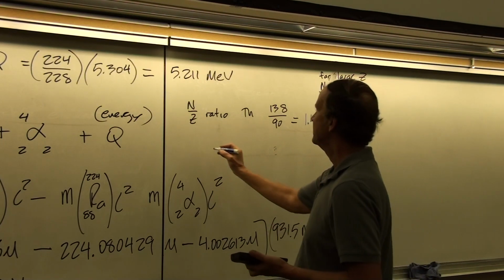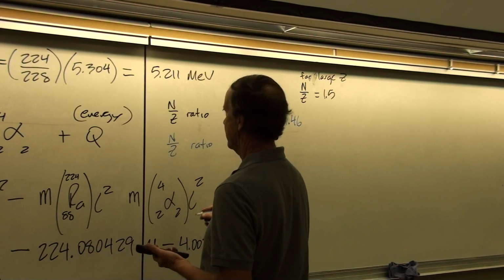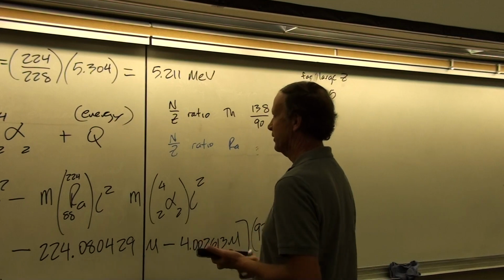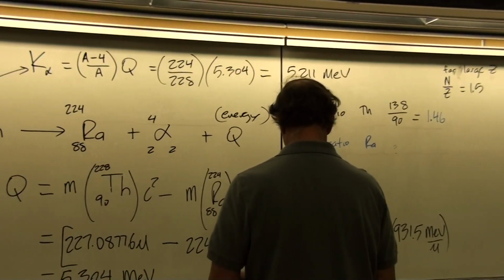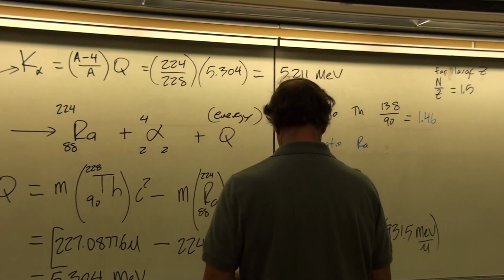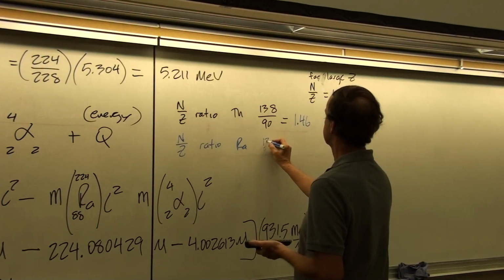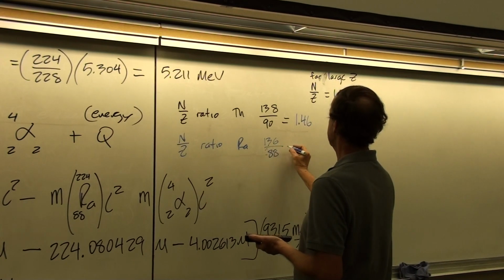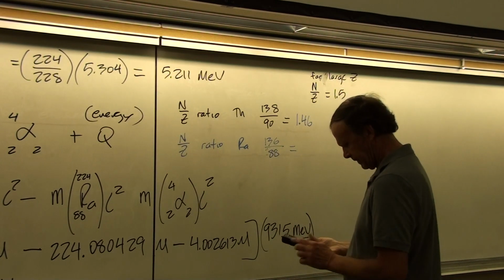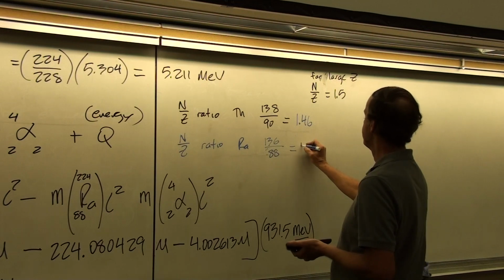Now let's see what the N to Z ratio is for radium. This form of radium is going to be, well, 224 minus 88 is 136 divided by Z, 88. And that's 1.54.